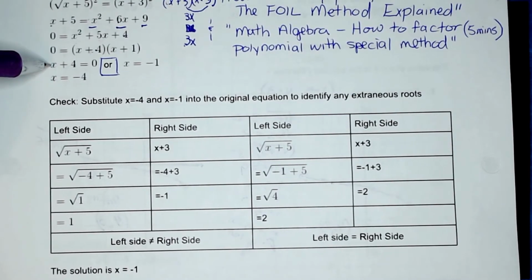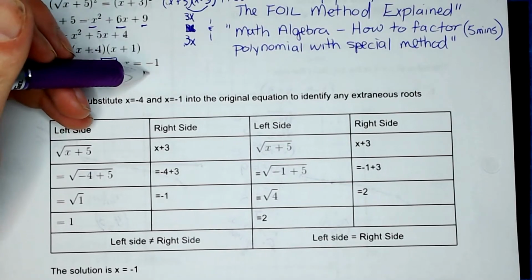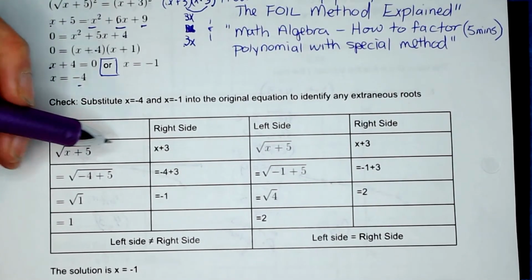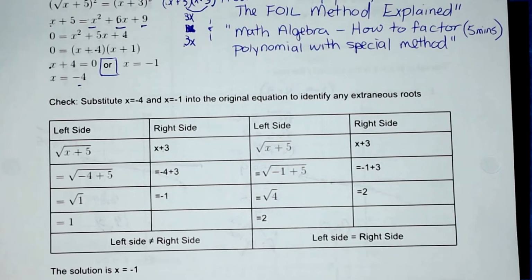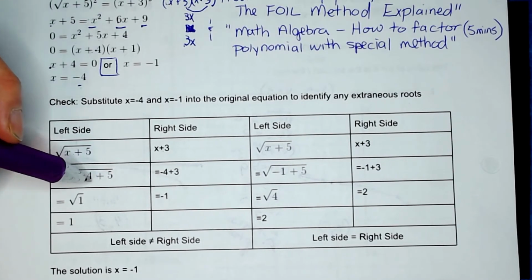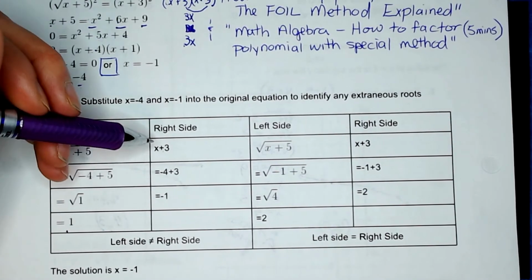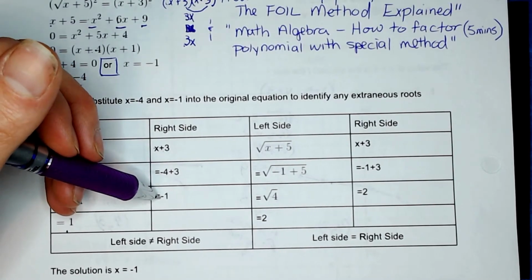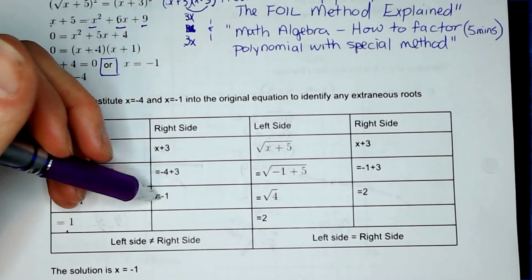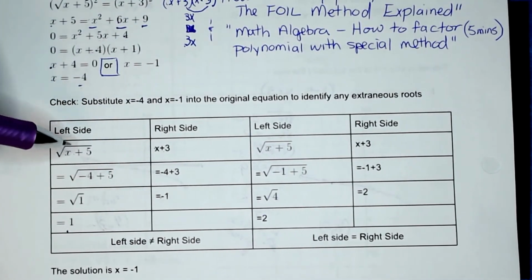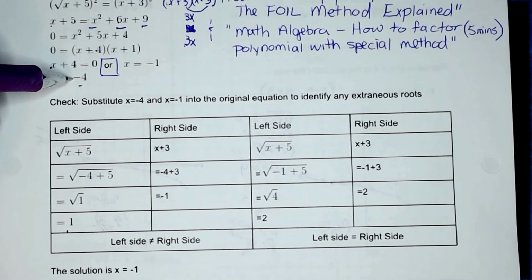Now, sometimes it can equal both if there are 2 x-intercepts, but a lot of times what will happen is that you'll take these values of x that you found, -4 and -1, and plug them into each side of your equation. And one of them is going to give you an inequality. So for example, if we say x is equal to -4, on this side it's the root of 1, which is 1. And on this side it's -4 plus 3, which is -1. These are not equal numbers. So we know that x cannot equal -4.